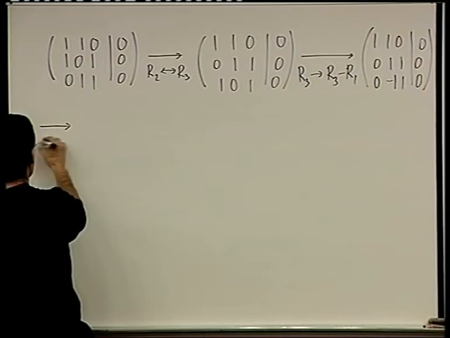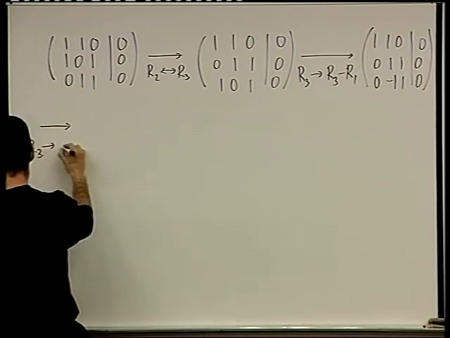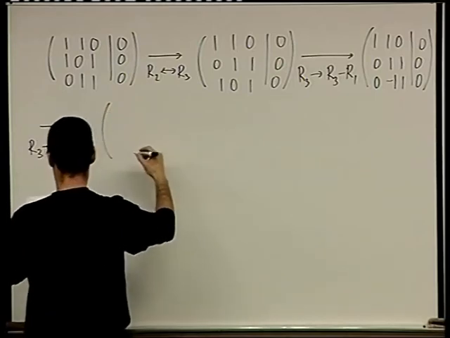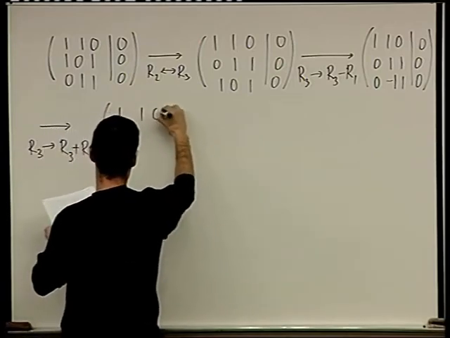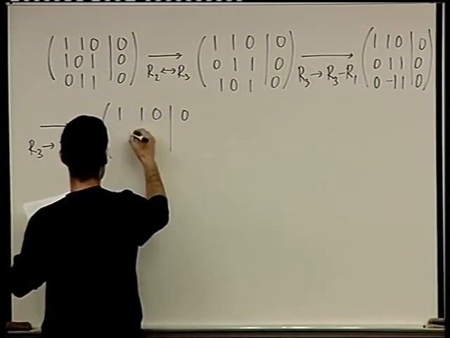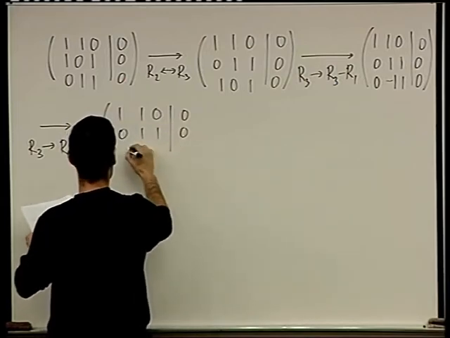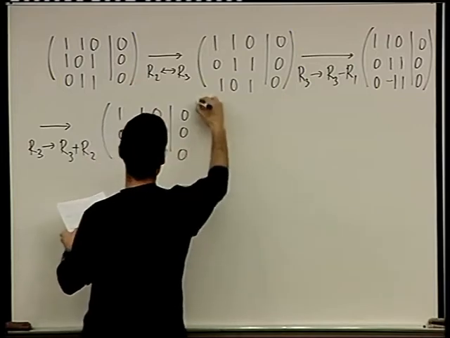Then let's change R3 to R3 plus R2, and we get 1, 1, 0, 0, 0, 1, 1, 0, and 0, 0, 2, 0.